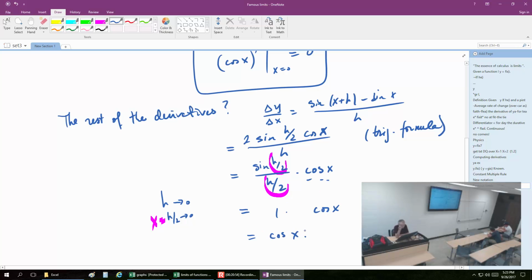So as you can see, that's certainly nice. Well, I missed the arrow here. As h goes to 0, it turns out that the derivative of sine, that's what we just discovered, the derivative of sine, now this time the whole function, is cosine.